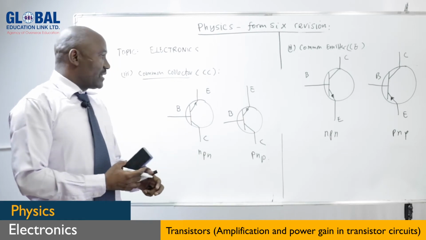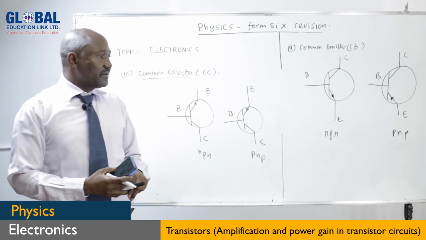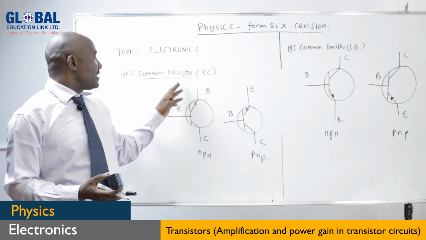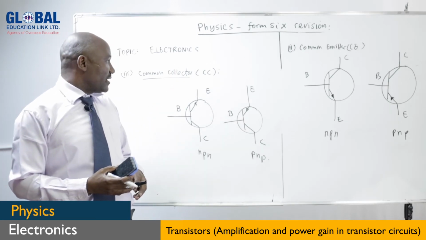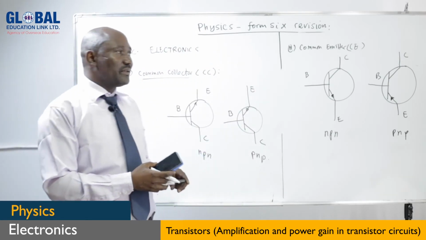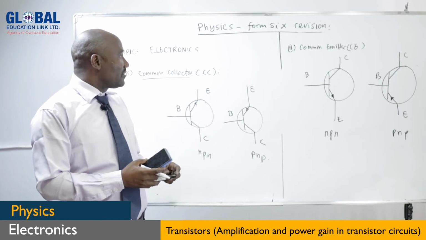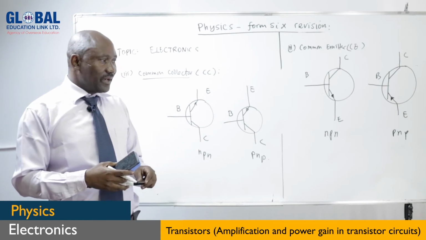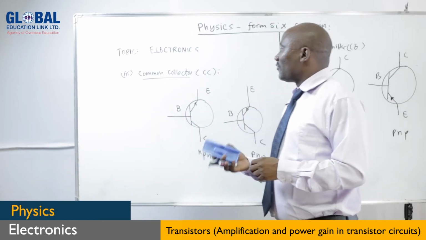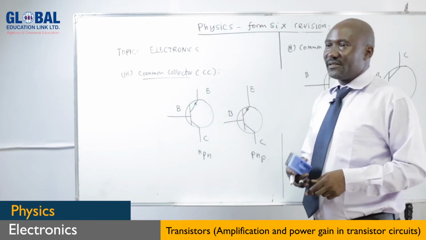So those are three types of connecting a transistor. We call them configurations. We have three ways of connecting a transistor: either in common base, common emitter, or in common collector. Now let's see how you find the current gain, voltage gain and power gain for this type of transistor.